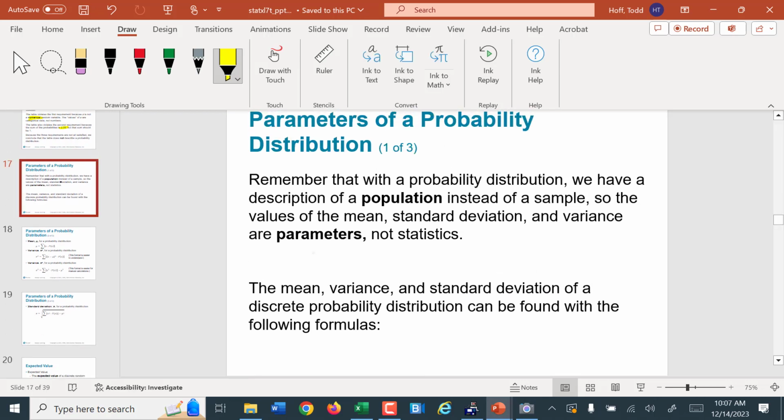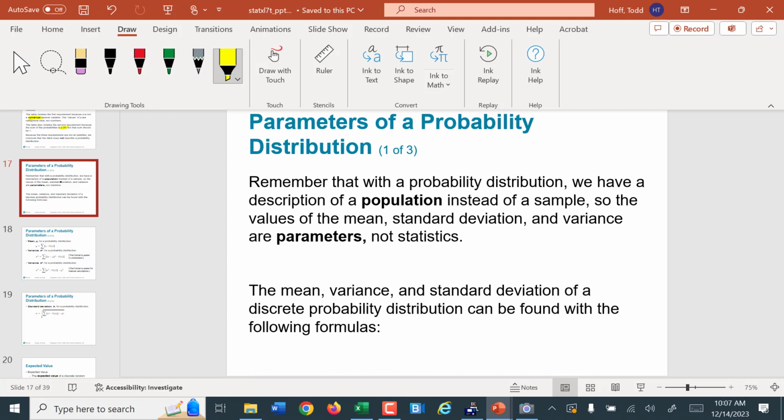So we want to talk about now our parameters of a probability distribution. Remember that with a probability distribution, we have a description of a population. We're not talking about a sample. We are trying to describe the whole population. So what we are looking at in our probability distribution, those are population parameters. They're not statistics. So our mean, standard deviation, and variance are calculated using the population formulas, not the sample formulas.